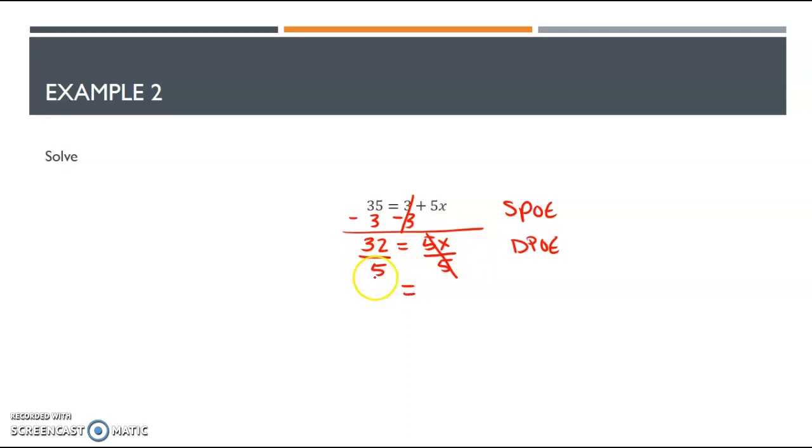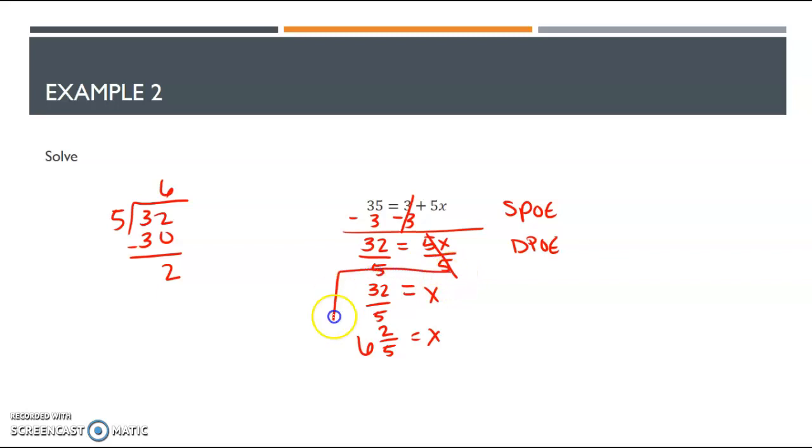So here I will have 32 fifths equal to x, or if it's wanting a mixed number, 32 divided by 5, so 5 goes into this 6 times, leaving us, when we subtract, with 2. So the other answer could be 6 and 2 fifths. Depending on what it requests, whether it says mixed number or leave it improper, either of these would be our answer.